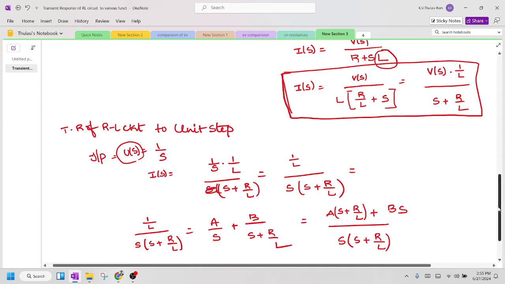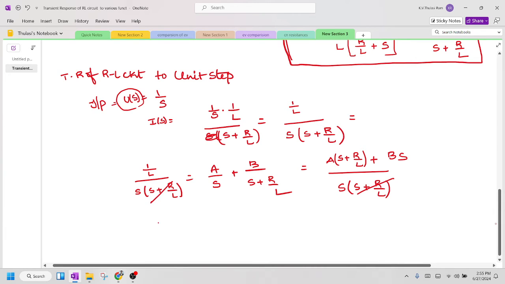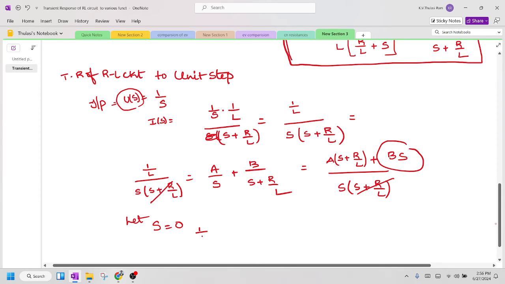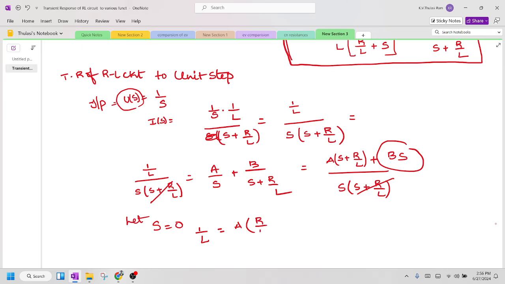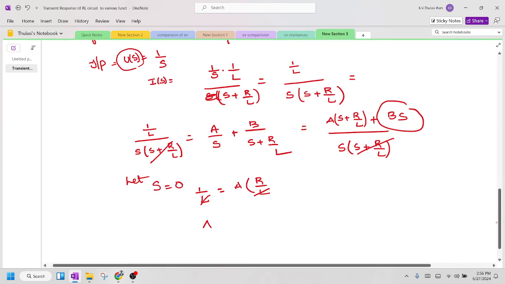When you compare these equations, you can get these terms as common and substitute. Let us substitute s is equal to 0. When you make s equal to 0, automatically the B term will become 0. So when s is equal to 0, you are going to get 1 by L is equal to A into R by L. Automatically L will get cancelled out, and you are going to get the value of A is equal to 1 by R.